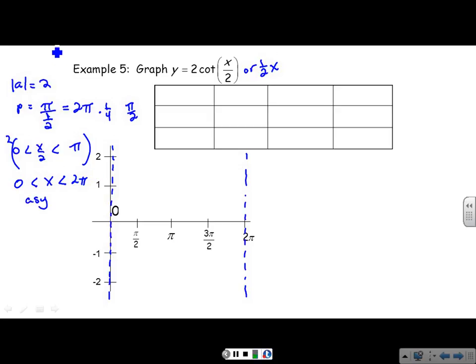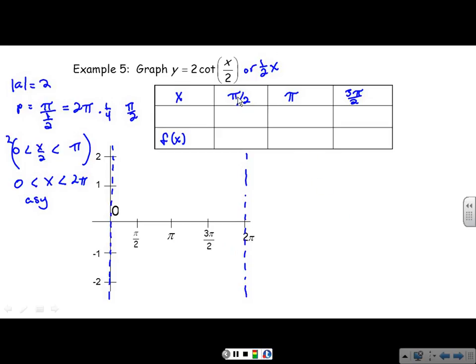Alright, and so now if we let this be x and let this be f of x, or y in this case, we know that we have an asymptote of 0. So we're going to take 0 and add pi over 2 to it and get pi over 2. So that's going to be our first ordered pair. And then we'll take pi over 2 and add another pi over 2, and that's going to give us pi. And then we take pi and add another pi over 2, and that's going to give us 3 pi over 2. And then, of course, if we add another pi over 2, that's going to get us to 2 pi.